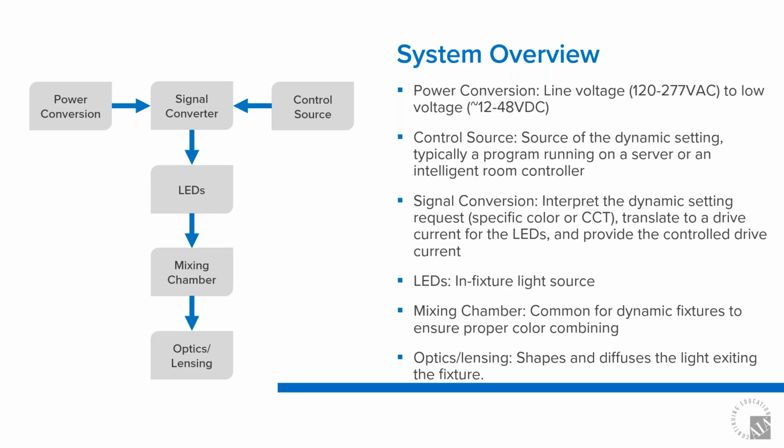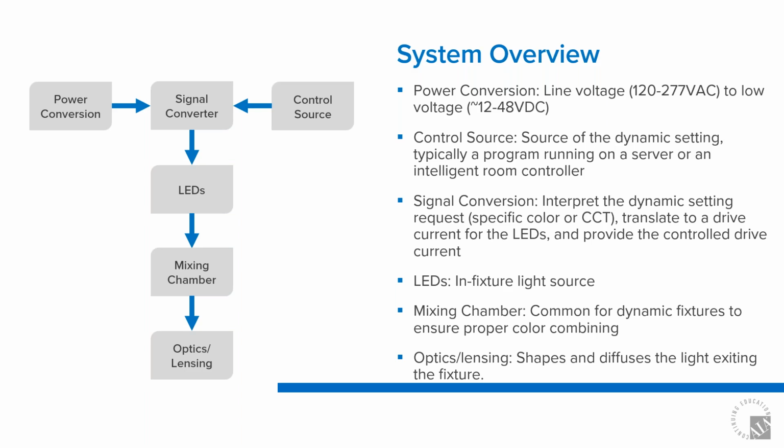The control source is a source of the dynamic setting, typically a program running on a server or an intelligent room controller. With the mix of 2, that goes into a signal conversion, which interprets the dynamic setting request, specific color temperature, or CCT, translates that request into a drive current for the LEDs and provides the controlled drive current to the LED. Then you have the LEDs that are accepting that signal and lighting.